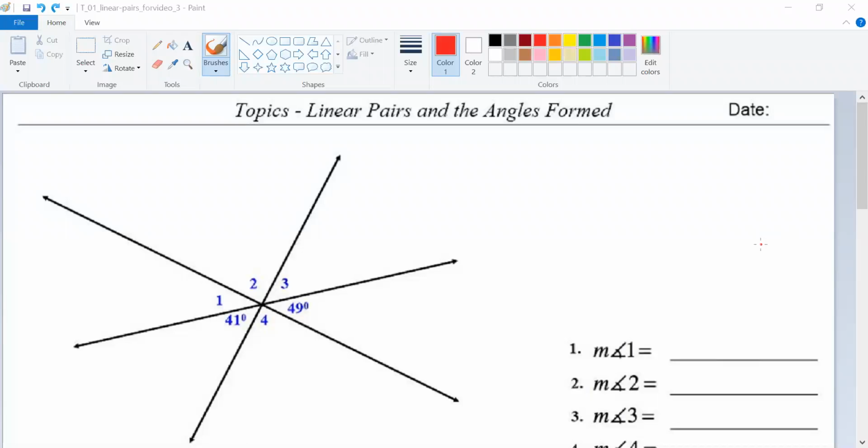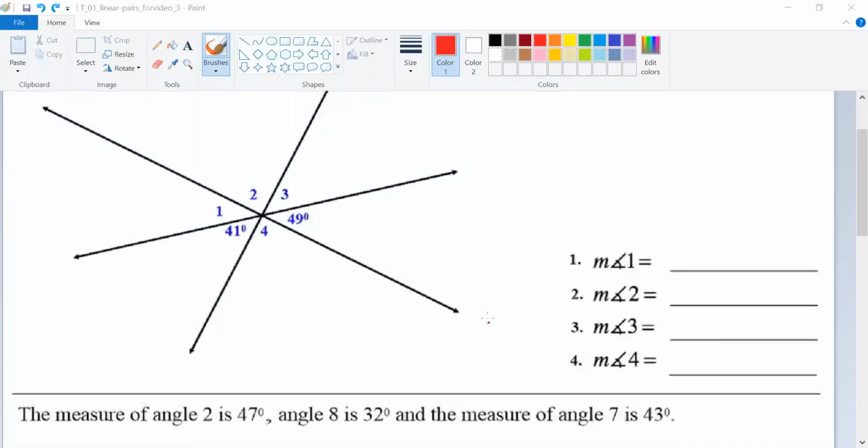Okay, last thing to record for today. We have a whole bunch of lines being intersected, creating angle 1, angle 2, angle 3, angle 4, and then these two angles of 41 and 49 degrees. All we have to do is come up with all these angle measures. Well, 49 and 1 are vertical. They're opposite each other. So that makes angle 1 also 49 degrees. And let's write it over here too. This is also 49 degrees.